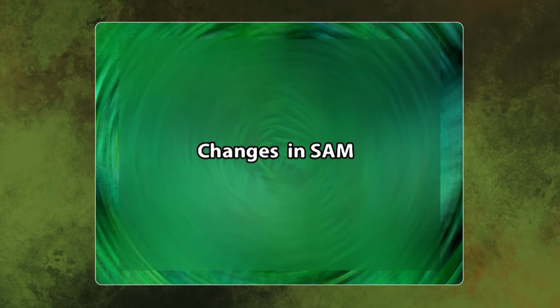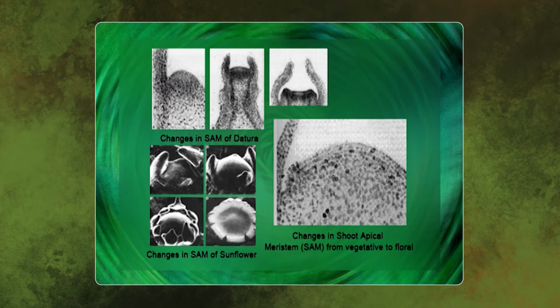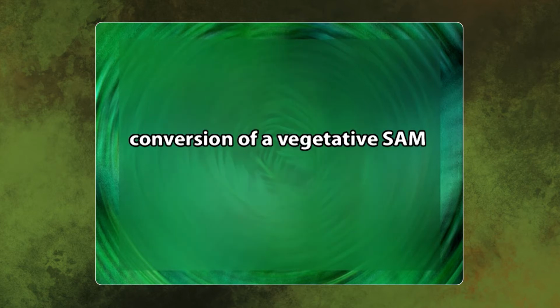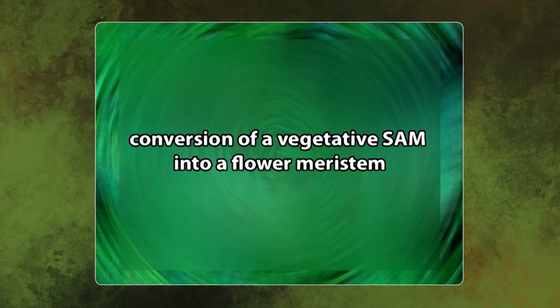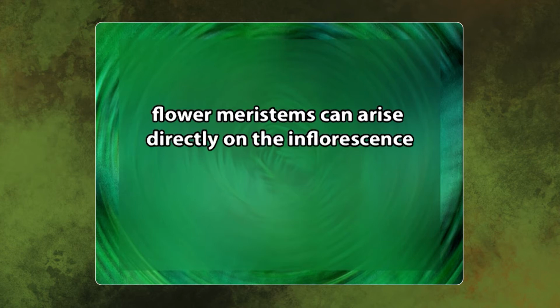Now, changes in the shoot apical meristem. Flowers exist in a variety of arrangements on the plants, but basically they can be considered as occurring singly or clustered in inflorescences. When they occur singly, the flowers usually arise by the conversion of a vegetative shoot apical meristem into a flower meristem. In the case of inflorescences, the vegetative shoot apical meristem is converted to an inflorescence meristem, and then flower meristems can arise directly on the inflorescence with no preceding vegetative period. Thus, these meristems go through a number of changes to become floral meristems.